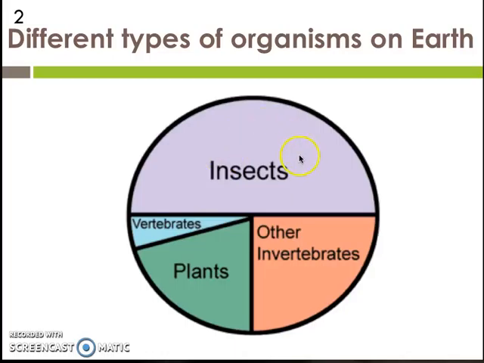And that also has to do with that they've been around for much, much longer than humans and other vertebrates have. So we are relatively new in evolutionary terms, whereas insects and invertebrates and plants have been here for a really long time. So they have had a very, very long time to develop that biodiversity.